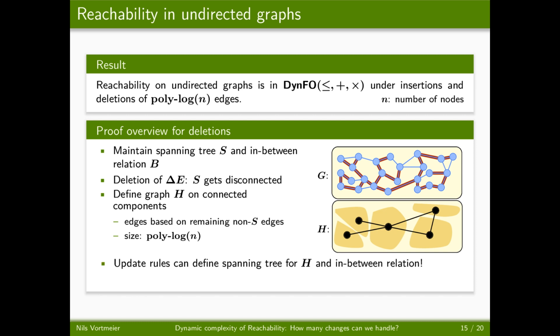As our update rules can express every NL computable query on graphs of that size, they can define from scratch a spanning tree of H and its in-between relation. And using this information, it is quite easy to also update the auxiliary relation of our input graph G. So, reachability on undirected graphs can be maintained under edge deletions of size polylogarithmic in n, and with similar ideas, it can also be shown to be maintainable under insertions of polylogarithmically many edges.